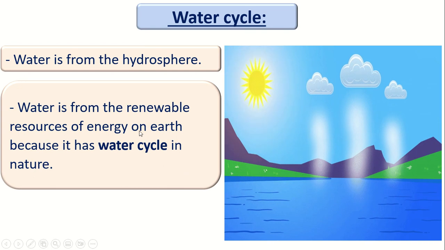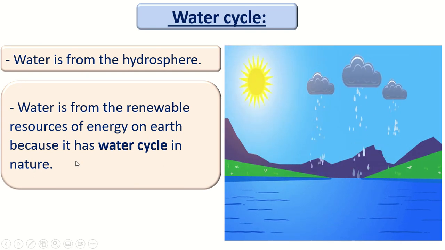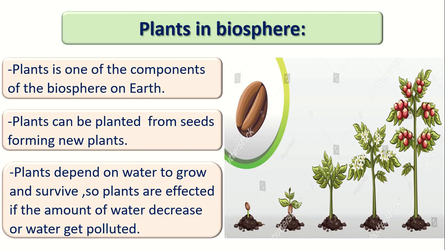Give reason: the water is a renewable resource of energy. Why? Because the water has a water cycle. What is the water cycle? In the water cycle, the water bodies like rivers or sea, when exposed to the sun, evaporate, forming clouds. After that, these clouds return the water back to the earth's surface by raining. So that means the water is not finishing, and the water is a renewable resource of energy because it has a water cycle.